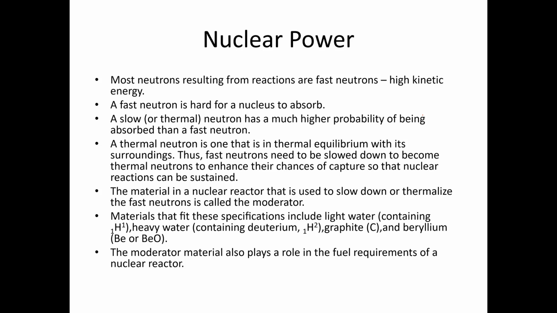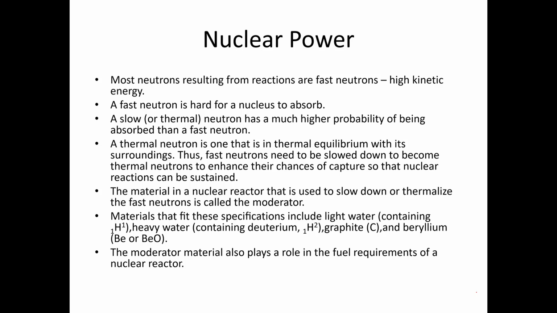They need to be slowed down to become thermal neutrons to enhance their chances of capture so that a nuclear reaction can be sustained. The material in a nuclear reactor that is used to slow down or thermalize the fast neutrons is called the moderator. Materials that meet these specifications include light water containing protium, heavy water which contains deuterium, or graphite and beryllium.